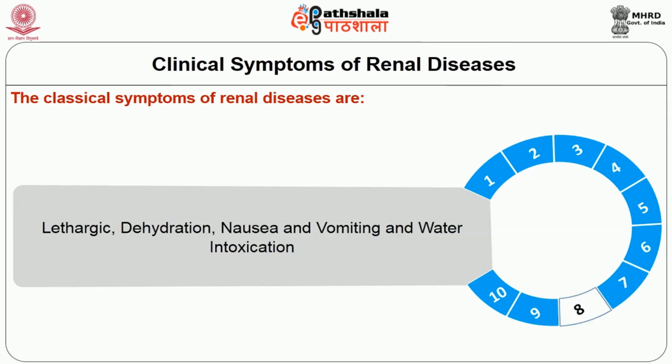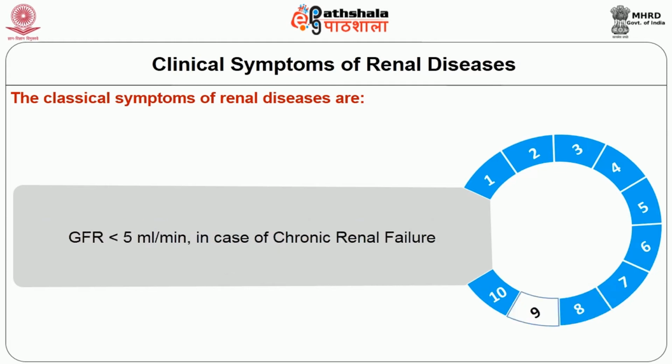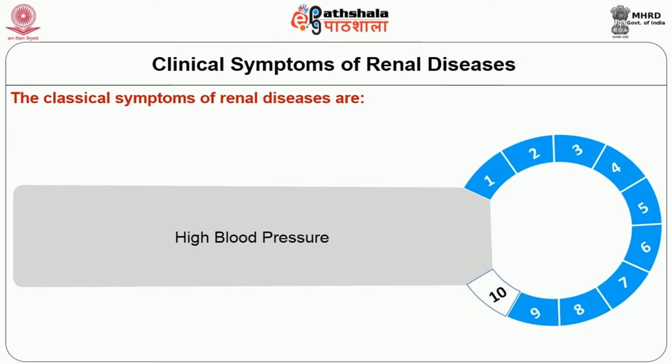The patient is normally lethargic, dehydrated. Nausea, vomiting and water intoxication are the other symptoms, and a glomerular filtration rate less than 5 ml per minute in case of chronic renal failure.